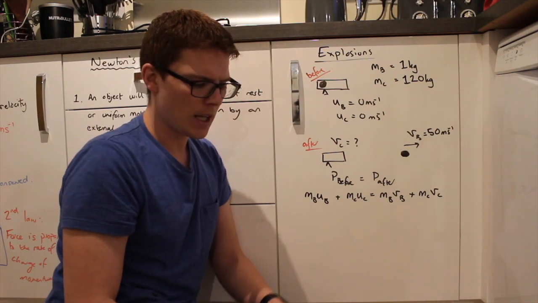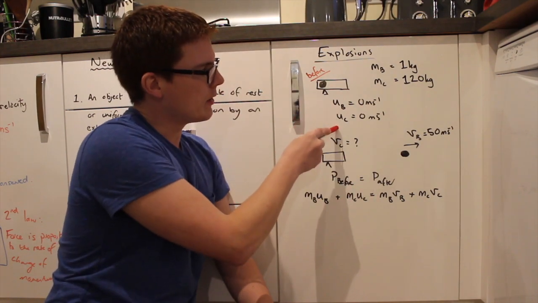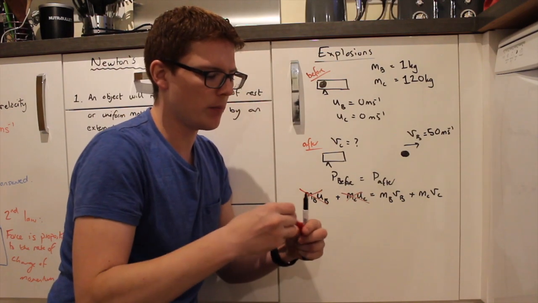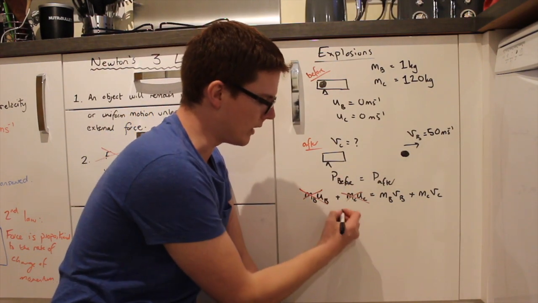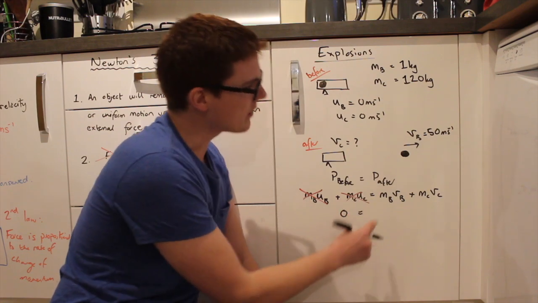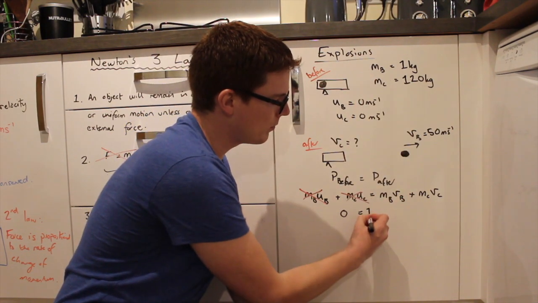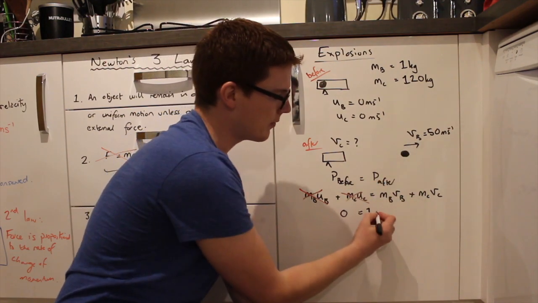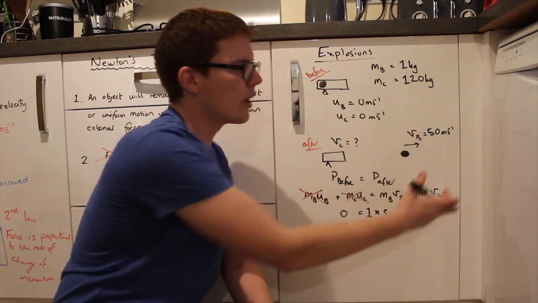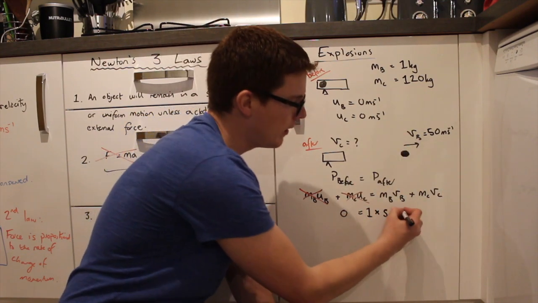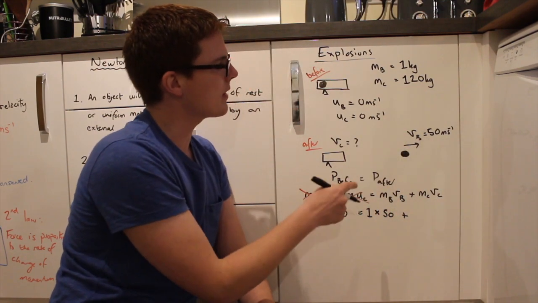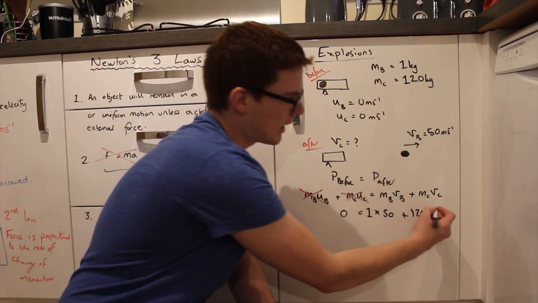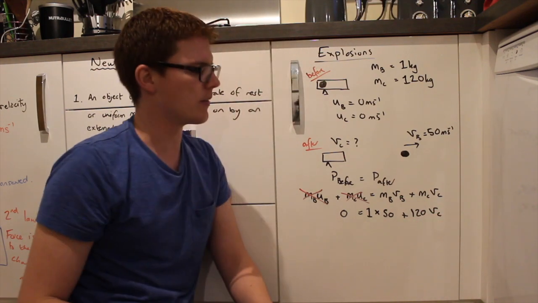Okay? If you notice, UB and UC are both 0, so these bits just cancel, we don't care about them, because that means the momentum before is 0. And that's going to be equal to the mass of the ball, 1, times the velocity of the ball after, so we're saying that's 50. That's our made up value, and it's to the right, so it's a positive 50. Plus the mass of the cannon, 120, times the velocity of the cannon, which we don't know yet, so we'll leave it as VC.